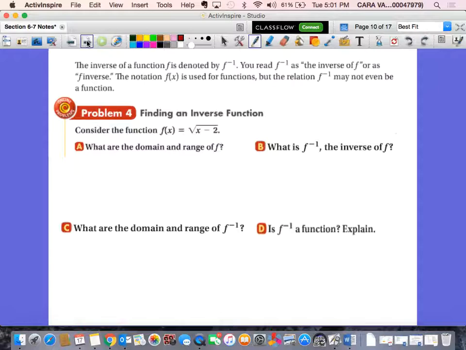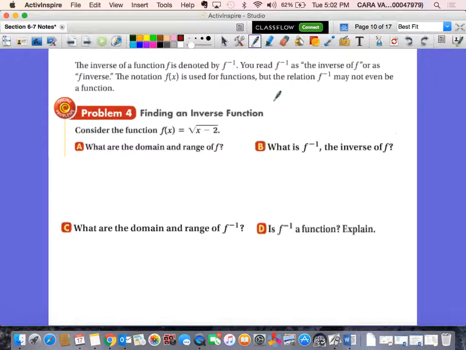All right, this is talking more about getting away from graphing, and it's introducing the notation here. The inverse of a function f is denoted by f to the negative 1. The way that you read this is f to the negative 1 as the inverse of f, or as f inverse. The notation f of x is used for functions, but the relation inverse of f may not even be a function. And we've seen that. We just saw that two slides ago when we graphed the square root.